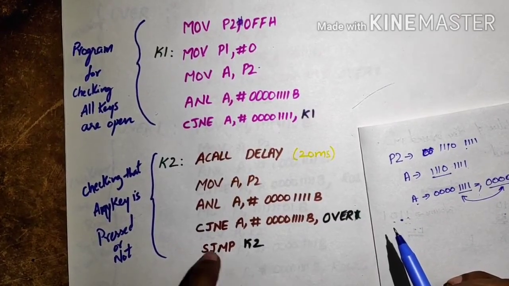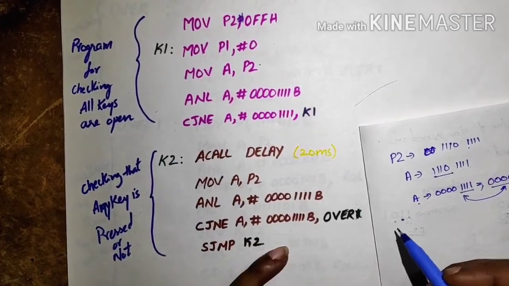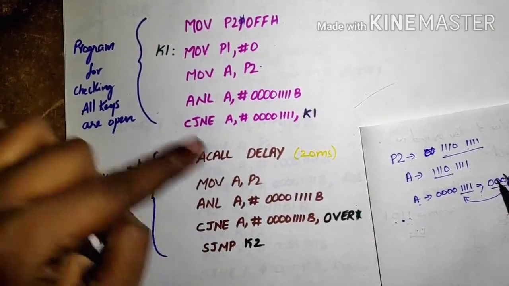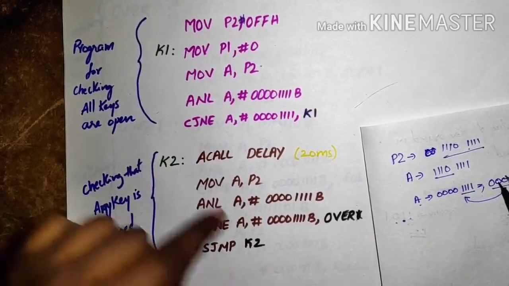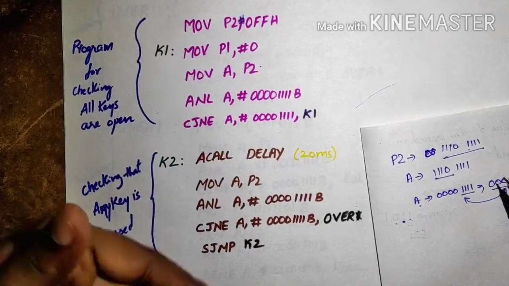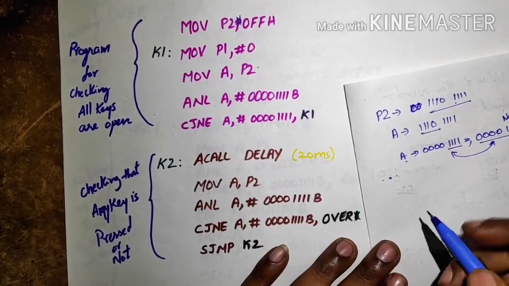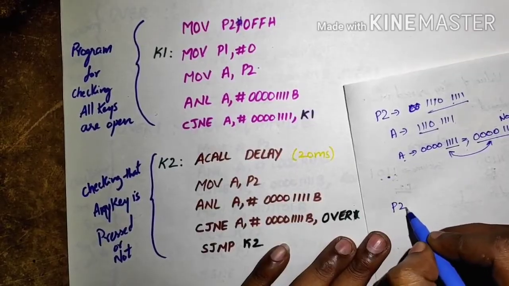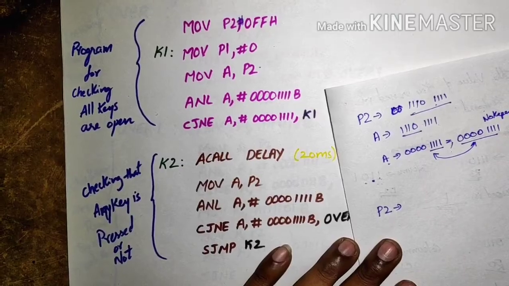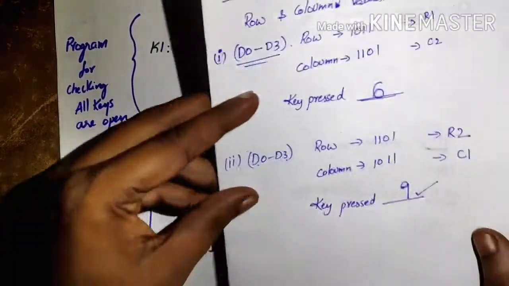The next step is SJMP to K2, so we are calling the program again. That means if there is no key pressed, it will check until there is a key pressed. This loop will be infinitely repeated until there is a key press. After some amount of time, if we read the P2 value again, now we have pressed a key, as we have seen in the previous examples.